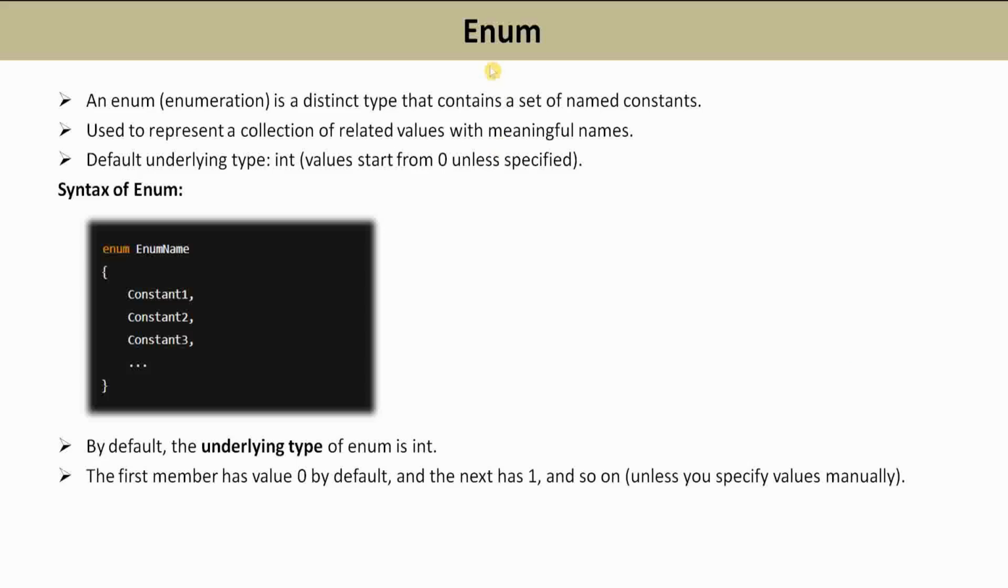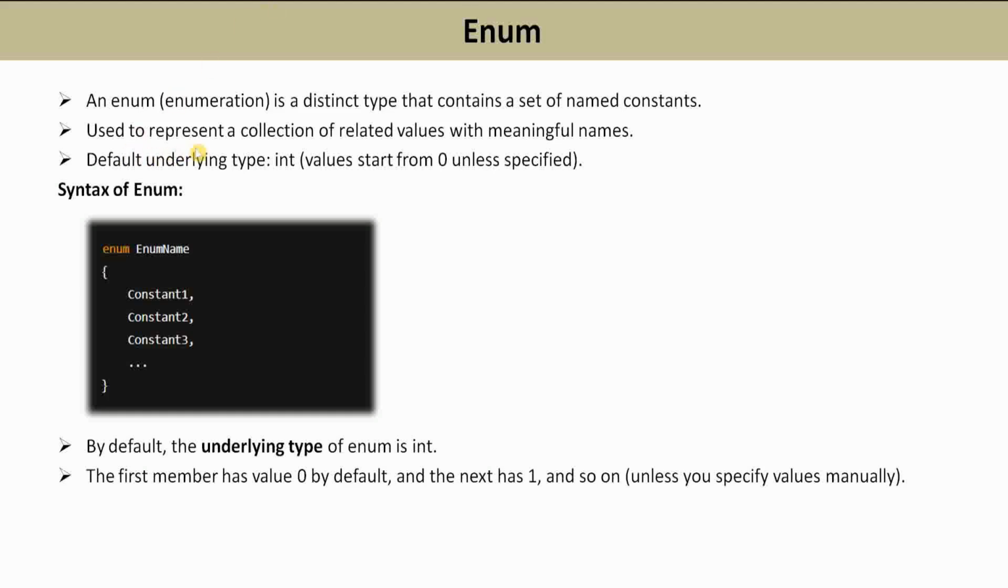First topic we have Enum. So what is an Enum? An Enum, or enumeration, is a distinct type that contains a set of named constants. It is a distinct type, meaning we can only put unique, constant values. We cannot create duplicate values in that enum table. It is also called an enum table, where we provide some values and, at the time we need them, we can get them from the enum table.